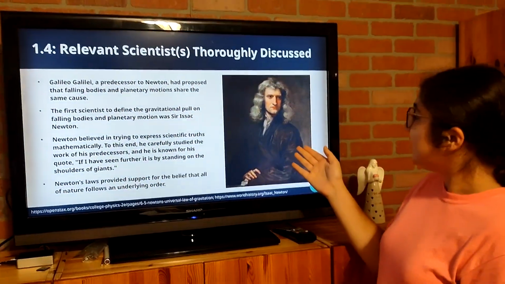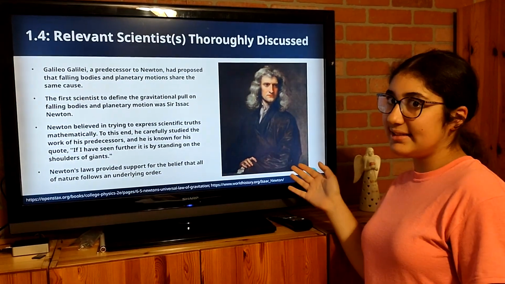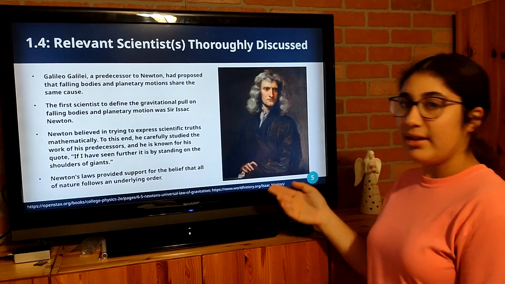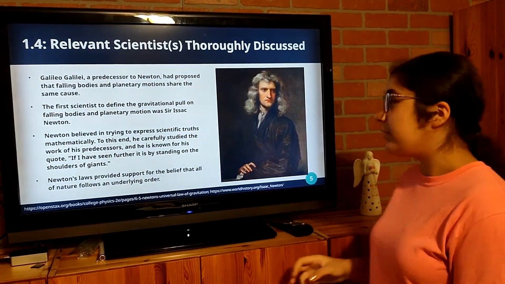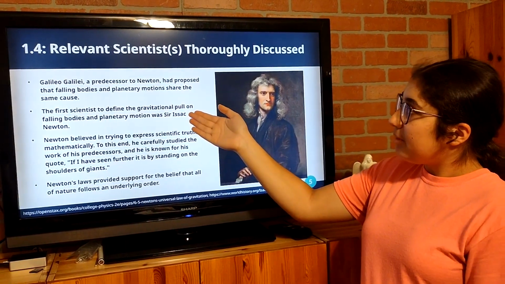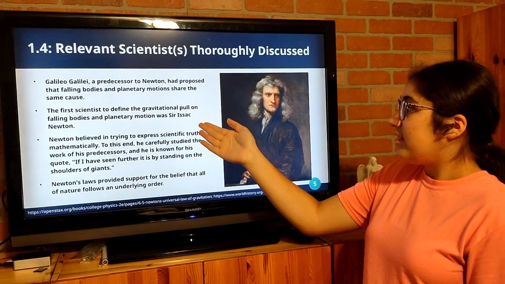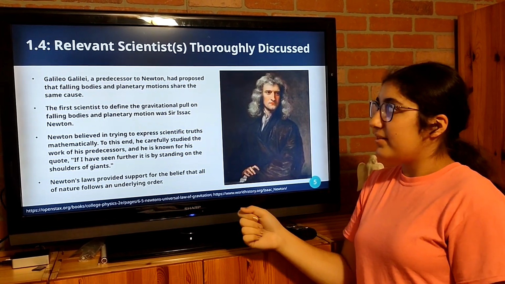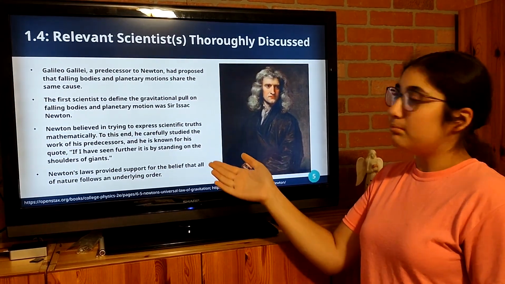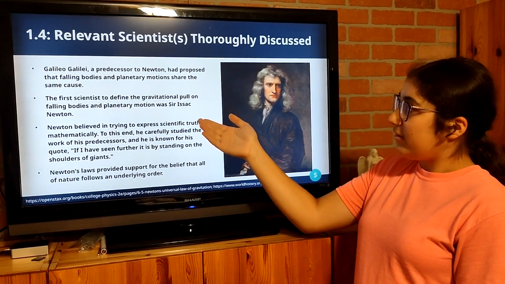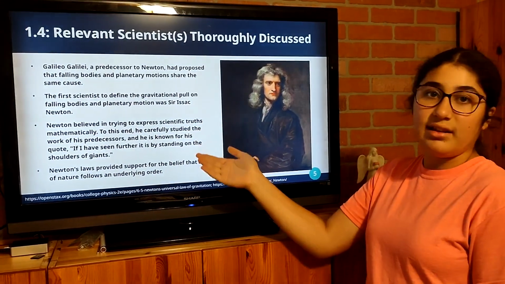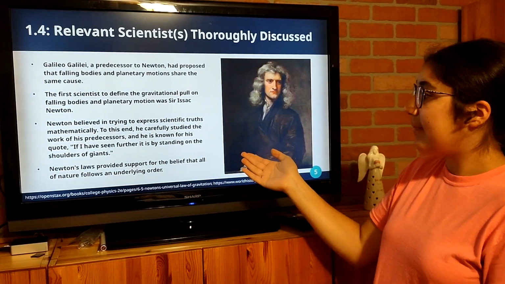So relevant scientists thoroughly discussed. The main scientist who is relevant is Sir Isaac Newton, hence the name Newton's law of universal gravitation. But Galileo was also important. He was a predecessor to Newton, and he proposed that falling bodies and planetary motions share the same cause. So Isaac Newton built upon that and defined the gravitational pull. He actually defined it, and he used a mathematical equation to do that.